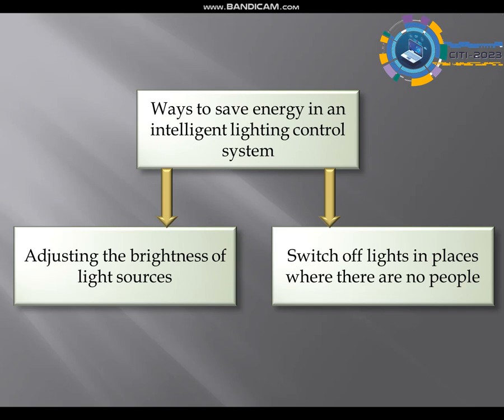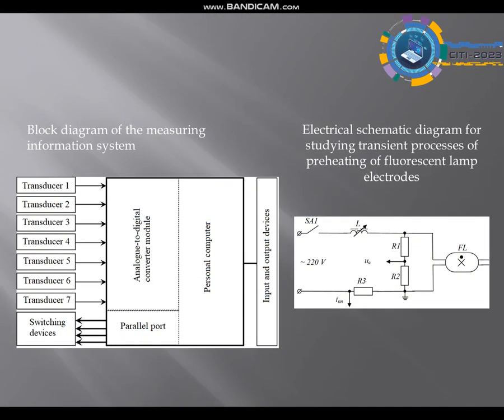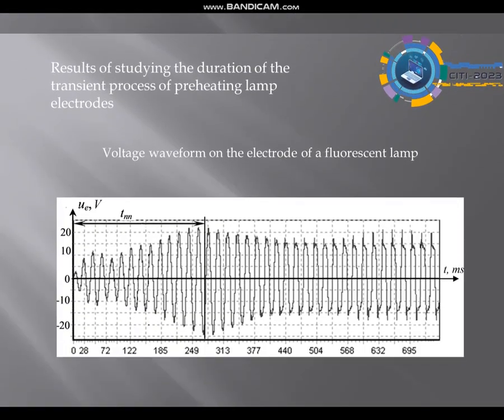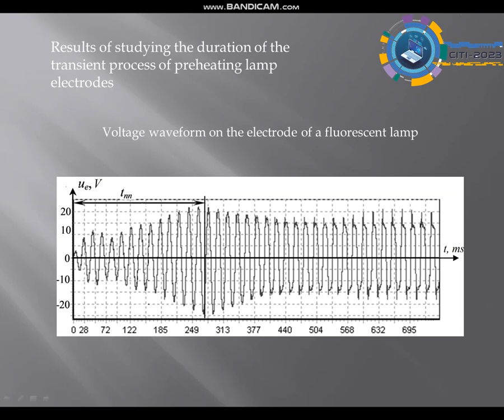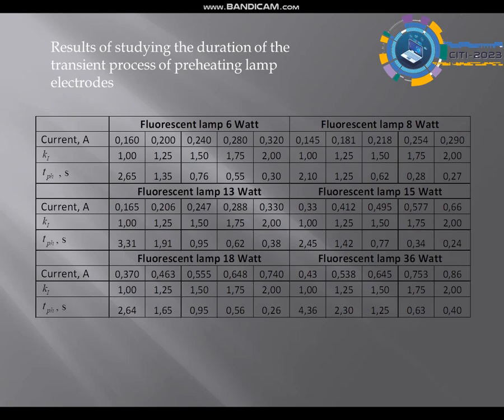The studied lamps were switched on in accordance with the scheme which you can see in this slide. A measuring information system based on a personal computer with an analog to digital converter module was also used to obtain oscillograms of the transient processes. From the oscillograms, the duration of the transient process was determined. This slide shows the measurement results. They are presented in the form of a table.